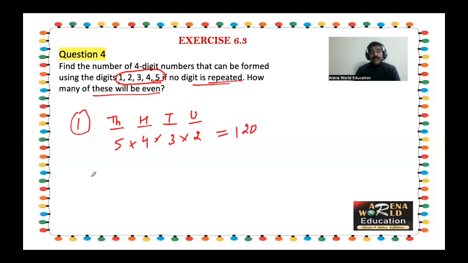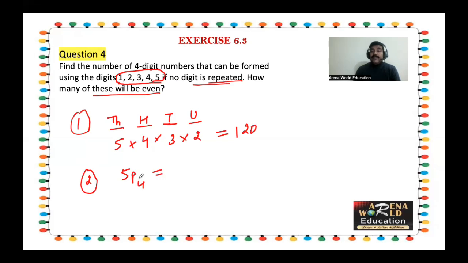And if we use the permutation method to solve this question, that is the second way to solve it. So what will we do? They are talking about what? Okay, so first of all, we can try the first part. How many 4-digit numbers? So out of 5, what are we doing?